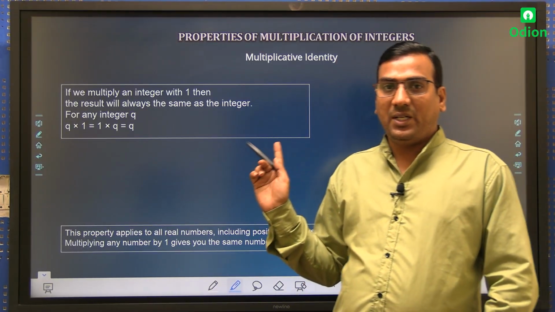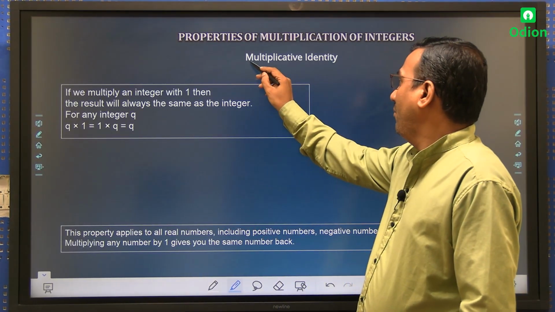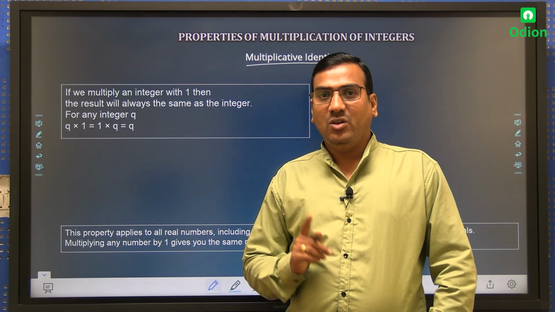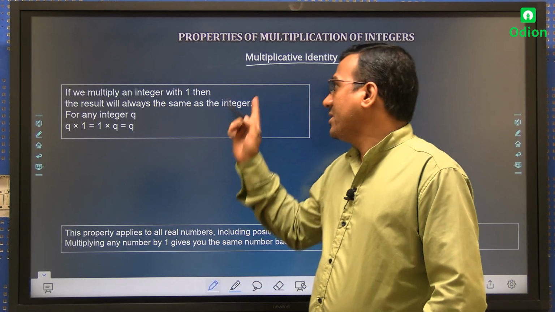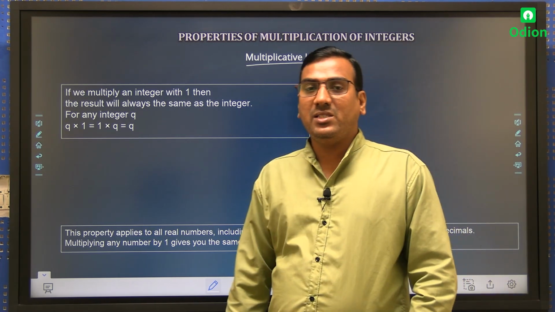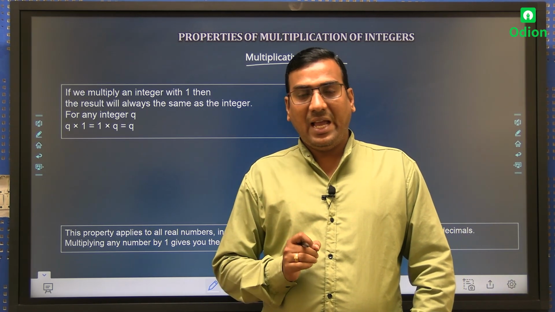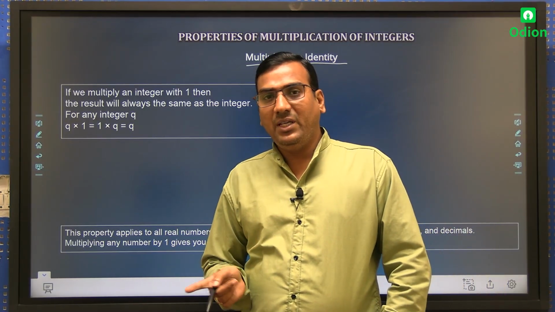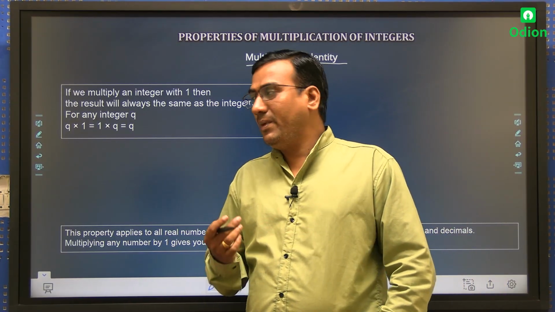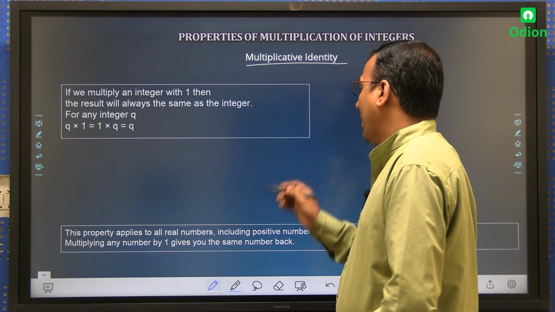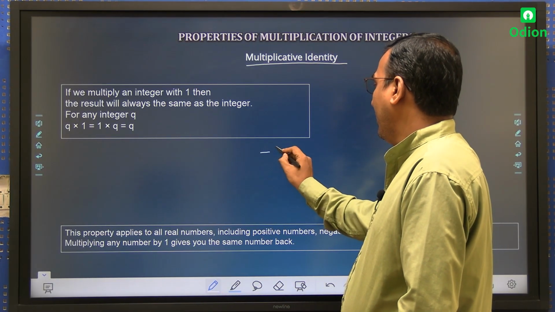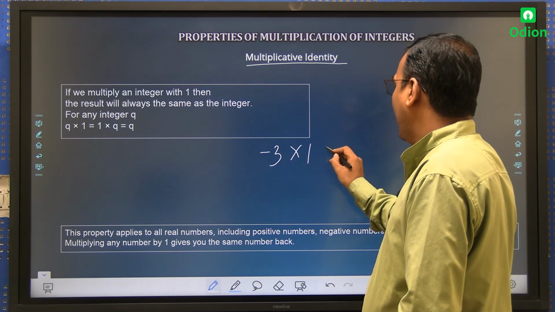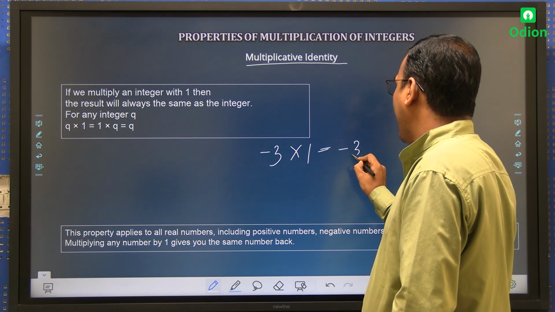The last property of multiplication, multiplicative identity. एक था additive identity which refers to 0 and second one multiplicative identity. It means whatever digit I am taking and multiplied with 1, the result will be this number itself. What does it mean? Let's take an example. Suppose I am going to multiply -3 with 1. Then the answer is this number itself.